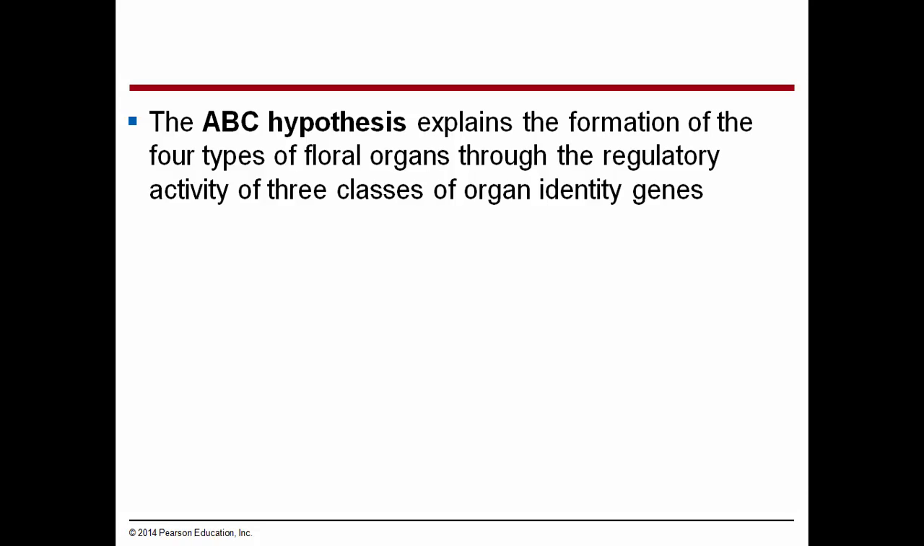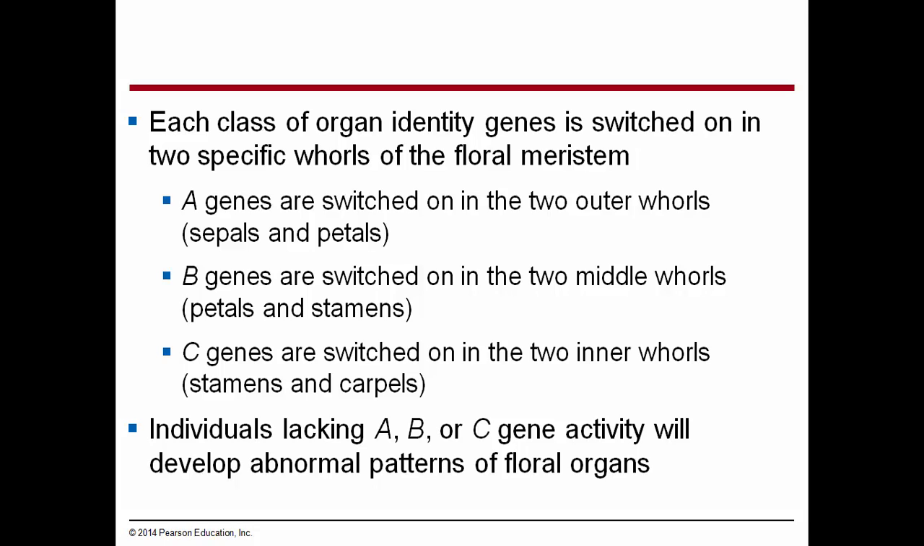The ABC hypothesis explains the formation of the 4 types of floral organs through the regulatory activity of 3 classes of organ identity genes. Each class of organ identity genes is switched on in 2 specific whorls of the floral meristem. A genes are switched on in the outer 2 whorls, the sepals and petals. B genes are switched on in the middle 2 whorls, the petals and stamens. And C genes are switched on in the inner whorls, the stamens and carpels.